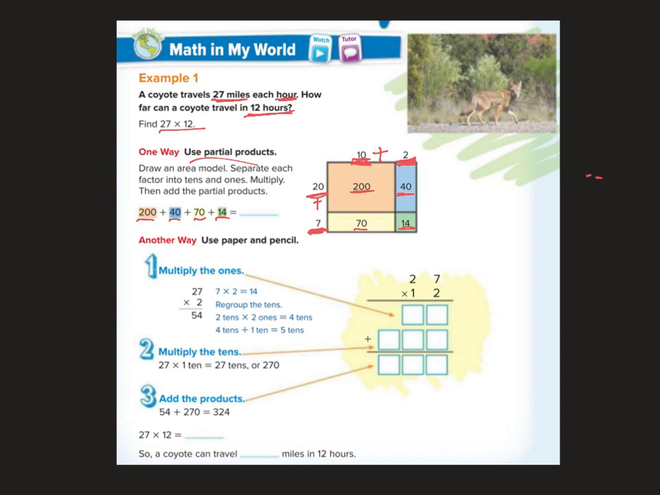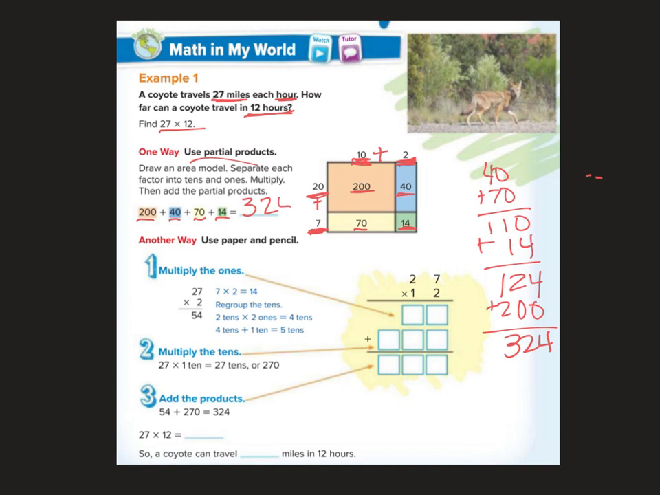40 plus 70 is 110, plus 14 is 124, plus 200 is 324. That's what we're going to get for our product. Oops, I put a 4 for some reason. 324. Okay, so the other way, you guys, is to do normal multiplication. So let's give that a shot and see if we get 324.